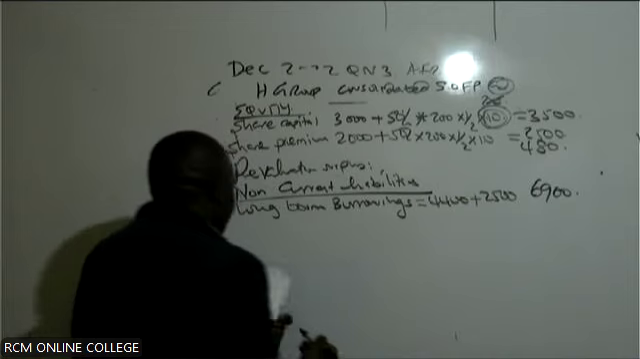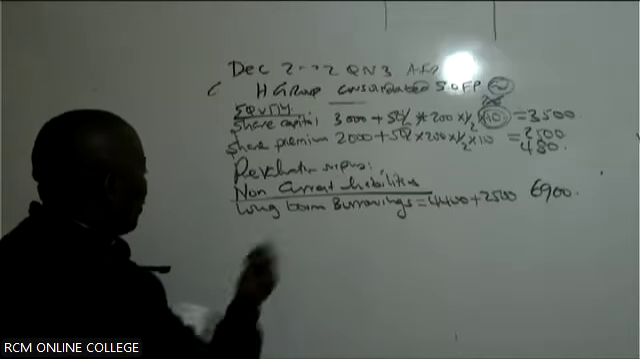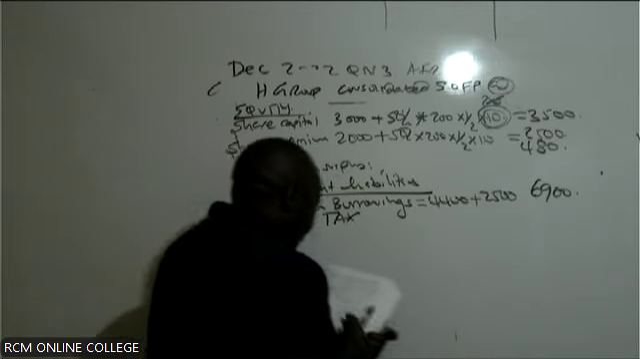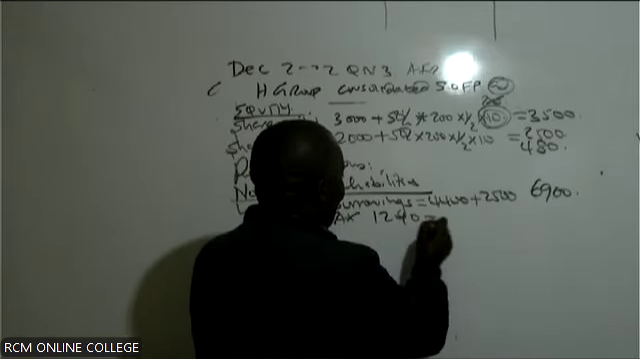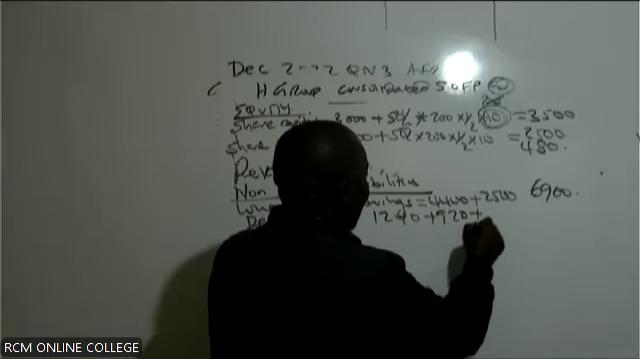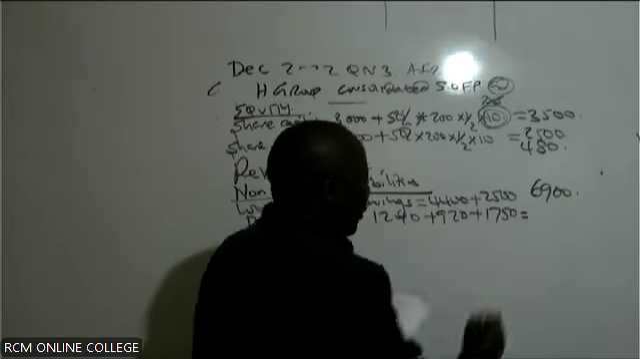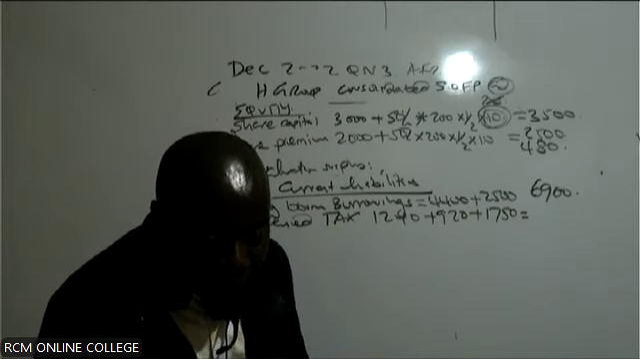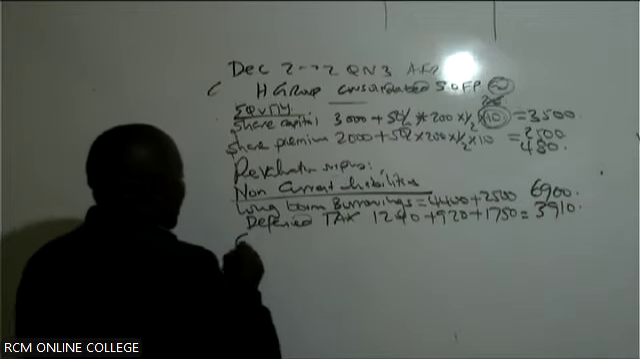Now from there, ladies and gentlemen, after long-term borrowings, we have deferred tax, no adjustment. So we have deferred tax 1,240 plus 920 plus 920 plus 1,750, which gives you what figure when we finish? Yeah, 3,910, right? 3,910. Then we have current liabilities.